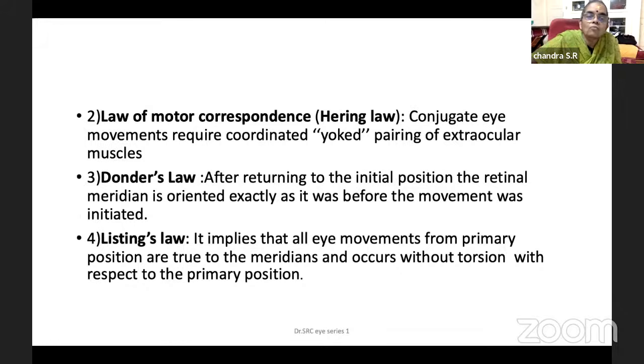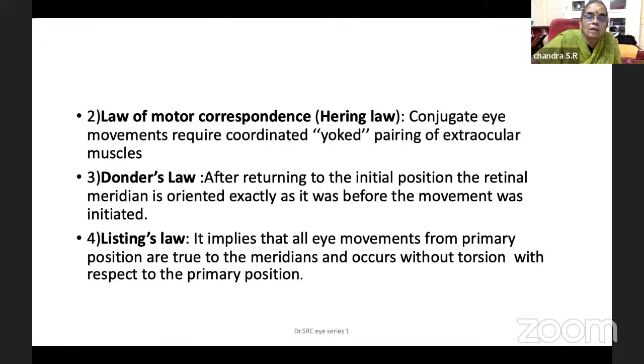Then you have got law of motor correspondence, that is Hering's law. Conjugate eye movements require coordinated yoked pairing of extraocular muscles. So right lateral rectus should pair with the left medial rectus. That is called yoked muscles. Only then you can carry out a gaze movement. If you want to move your eye to the right side, right lateral rectus should pair with the left medial rectus. So that is called law of motor correspondence or Hering's law.